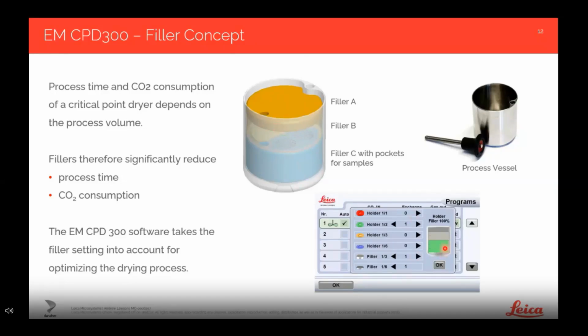So in the software here, we'll key that in. So this blue-green sample holder occupies half of our chamber volume, and then we'll put a couple of fillers on top that will be basically blank. And we'll tell the software that we only want to dry over half of the chamber volume. The benefits here are that it will significantly reduce the CO2 consumption during processing, and it will also help reduce the total processing time. And the CPD300 software is smart enough to take into account this volume to optimize the drying process over just, let's say, that bottom half of the chamber.